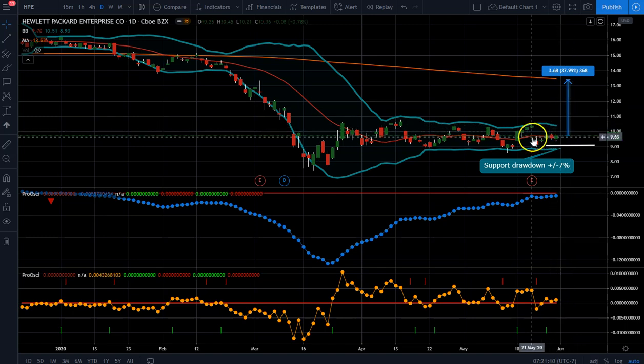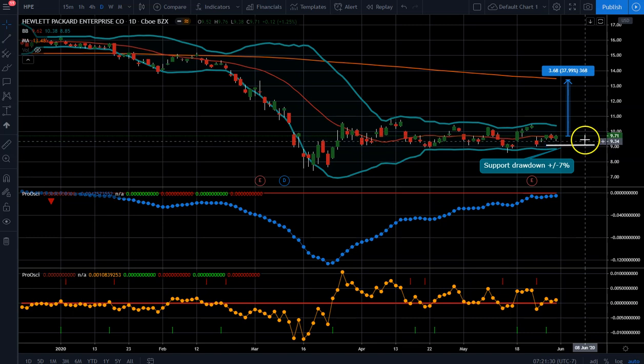And the reason why we're highlighting this stock is that if you set a stop loss, let's say right around $9.15, or you can also go down to the $9 range, it's about a 7% decline. So you've got a defined risk to the downside, and you've got a very good potential reward to the upside. So that's why we're highlighting this stock here.